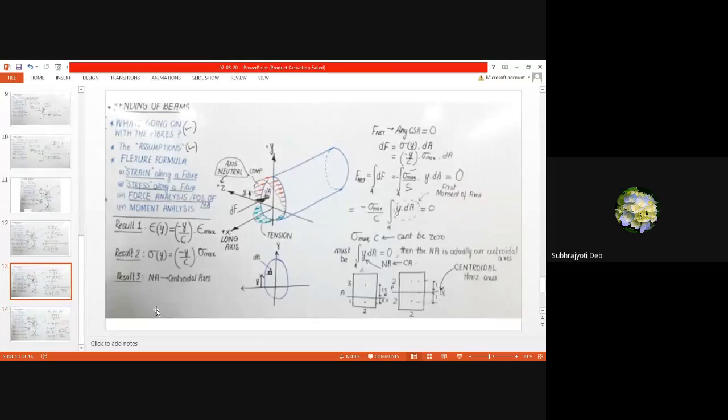So we got this equation. Our net force, F net, is equal to minus sigma max by C into the summation of y dA, and this is our first moment of area. Now see what the moment analysis is in the next slide.